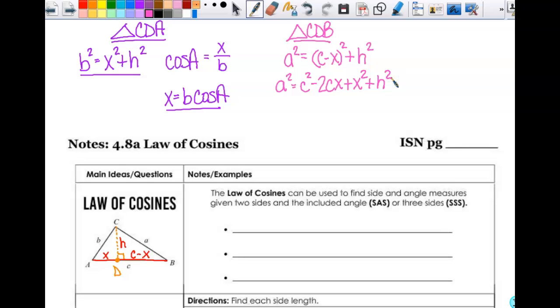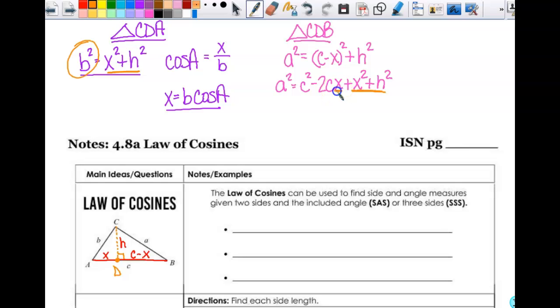Okay, so now I'm going to do some substitution here. I'm going to substitute two different things. Where I have x squared plus h squared, that's going to be b squared. All right, so that's what's going there. I'm going to make that into b squared.